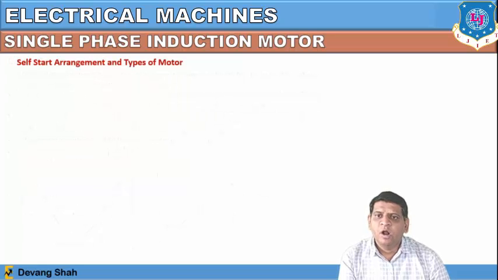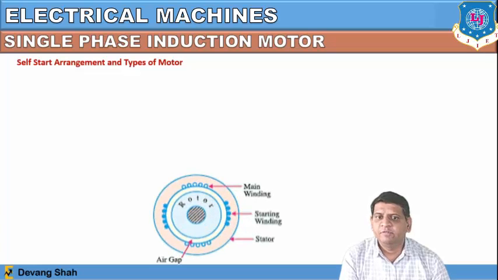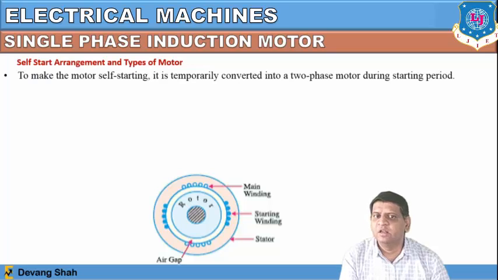Now, how can we generate a self-starting arrangement, and what are the types of motors? This is the fundamental problem, where two fluxes are generated in opposite directions, so there is no movement of the rotor. The rotor cannot rotate in one direction. But if we provide two windings, the main winding and another auxiliary winding exactly 90° from it, then it will provide the initial starting torque of this single phase induction motor.